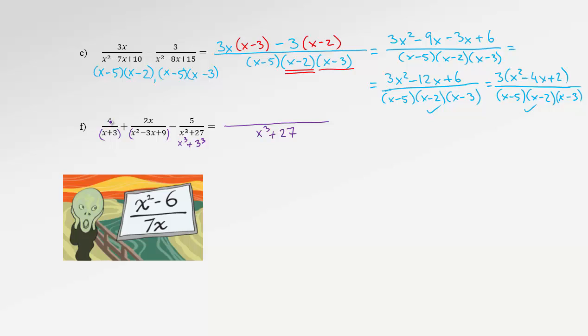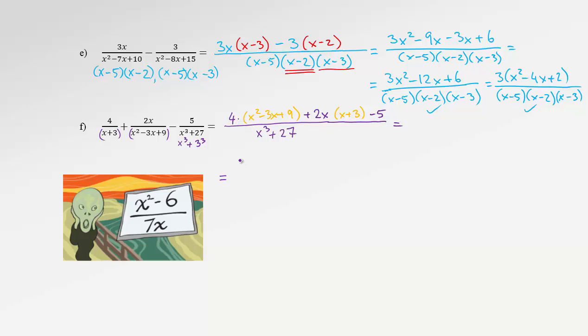Okay, what do we multiply 4 by? Well, we multiply it by the missing bracket, but the missing bracket is the long one. So this will be multiplied by x squared minus 3x plus 9. And then we have plus 2x. Again, let's multiply by the missing bracket. In this case, the missing bracket is the short one, so times x plus 3. Finally, we have -5, and that's all because the denominator didn't change. It's still the same.